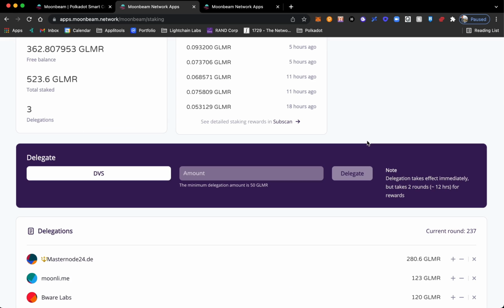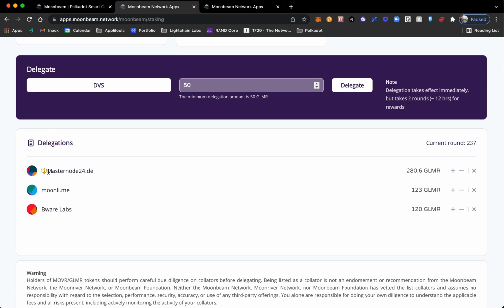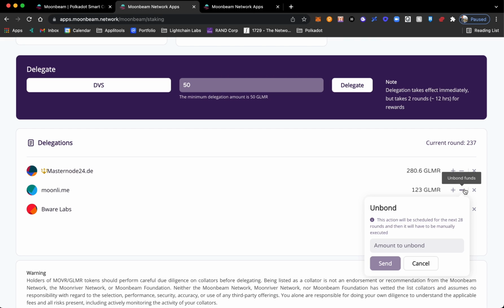I'm going to be giving a review on this as well, and whether it's actually worth it to do some Moonbeam staking, because it's actually pretty frustrating. But here we can see that I'm giving a simple scenario on how to stake 50 Glimmer tokens. Below you have the different delegations that I already participated in. So Masternode, Moonly, and Beware Labs.